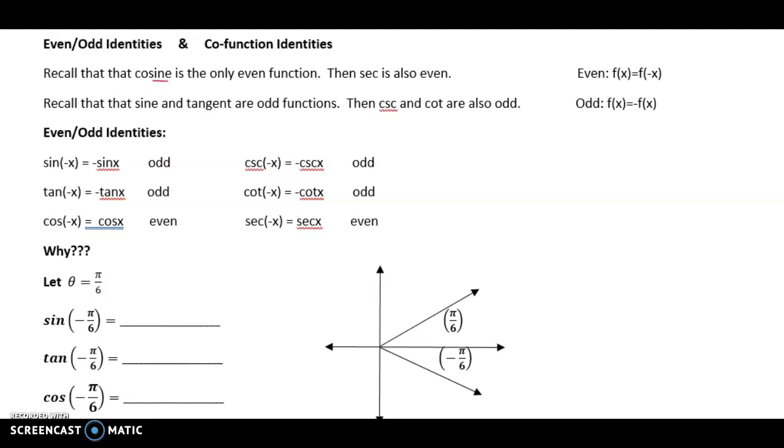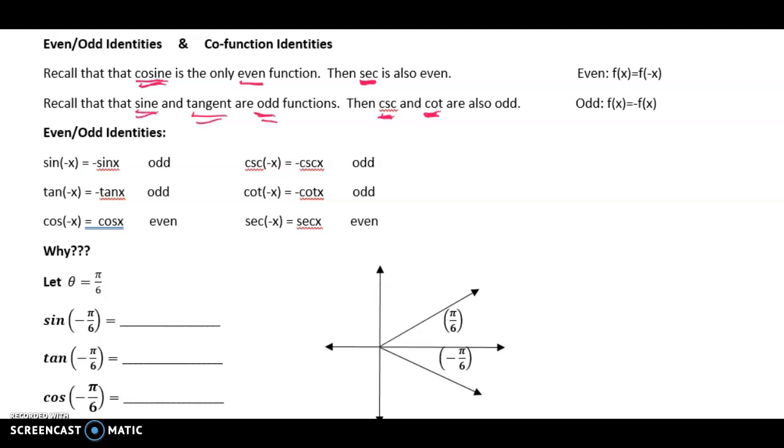Recall cosine. Cosine is an even function. Even functions have y-axis symmetry. So if cosine is an even function, then its reciprocal, secant, is also an even function. Recall that sine and tangent are odd functions because odd functions have origin symmetry. So if sine and tangent are odd functions, then cosecant and cotangent, the reciprocals, are also considered odd functions.